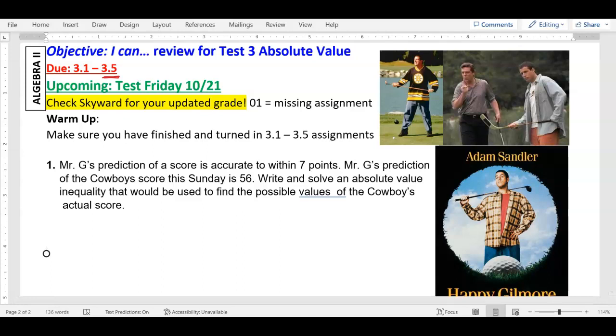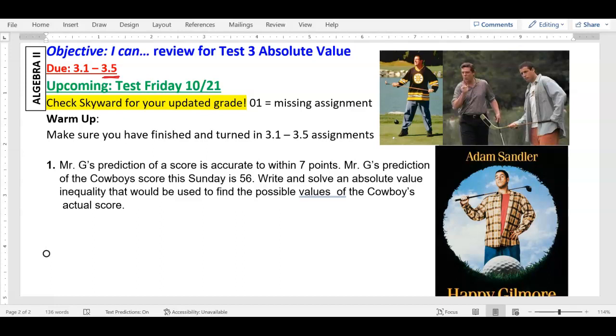So here's a real situation. Mr. G's prediction of the score is accurate always within 7 points. One tutty. All right. Now, Mr. G's prediction of the Cowboys score this Sunday is going to be 56. We're going to blow them out. We're going to destroy the Lions. They're going to be crying Lions.